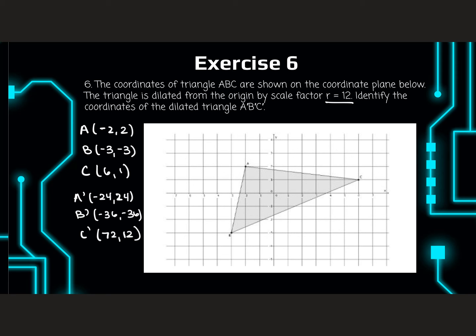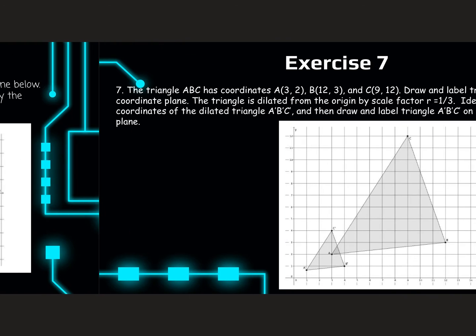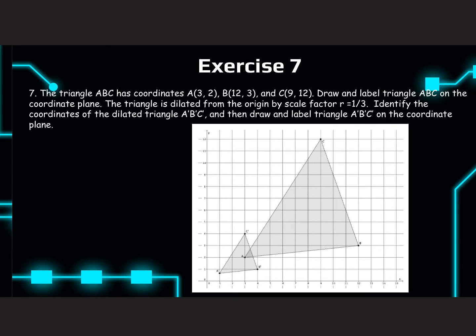All right, now let's take a look at exercise 7. It says triangle ABC has coordinates (3, 2), (12, 3), and (9, 12). Draw and label triangle ABC on the coordinate plane, which has already been drawn for you. The triangle is dilated from the origin by a scale factor of a third. Identify the coordinates of the dilated triangle A prime, B prime, C prime, and then draw and label it. So here it's already been drawn for you, but again, we're just going back to labeling it.